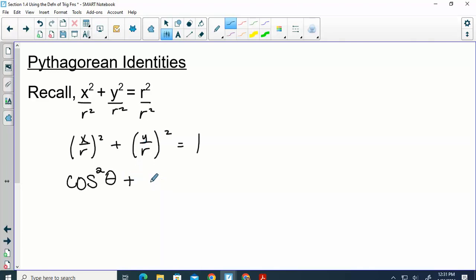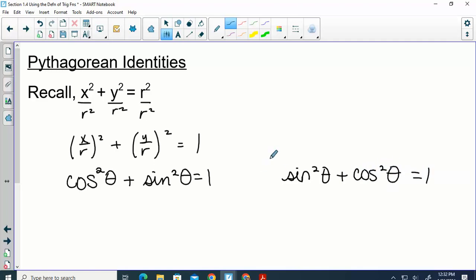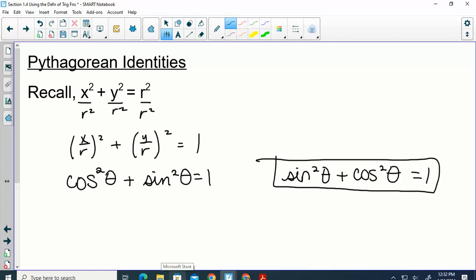What is y divided by r? Sine. Yep, that's fine. Okay. So this is a Pythagorean identity. Usually if I say it, I flip it around. It doesn't really matter. Sine squared theta plus cosine squared theta equals 1. We will use this a lot. Not really right now. This is just the first time I'm showing it to you.